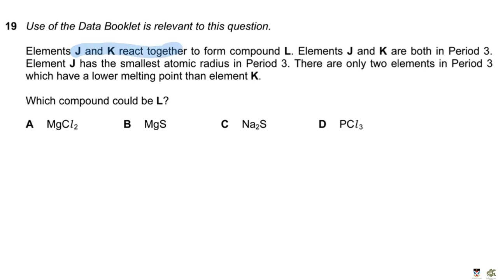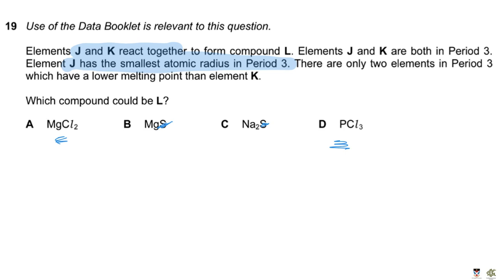So let's look at the information. J and K react together, so the fact that they react means that we can probably rule out any noble gases. So we can rule out argon, the far right of period 3. J has the smallest atomic radius in period 3. We know the trend across period 3 from left to right is a decrease in the atomic radius because of the increase in the nuclear charge. So the furthest one to the right with the smallest atomic radius is chlorine. So at this stage, we're only looking at option A and option D, where sulfur will be ruled out here.